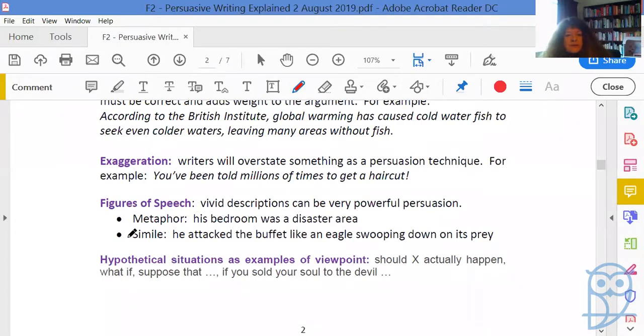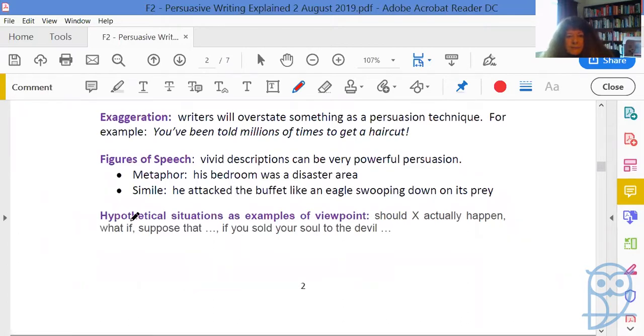Simile, we'll use the words like or as in there somewhere. He attacked the buffet like an eagle swooping down on its prey. He was so hungry, he was starving. That's how he did it. Similes are great things to use because you just make up your own. Your little brother jumped on your bed like it was a trampoline, that sort of thing. These are similes. So making use of them is great.